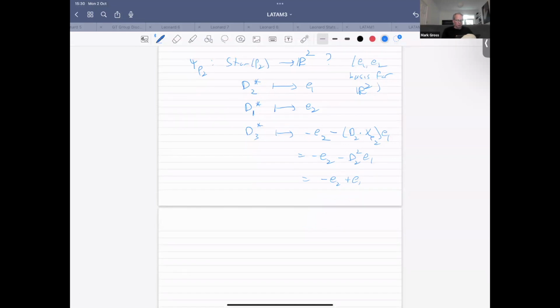So in other words, what I'm starting with is, here's the image of D1 star, of D2 star. Here's the image of D1 star. And then the next one, D3 star, that's sitting down here. Okay, so this is 0, 1, this is 1, 0, and this is 1, minus 1. That's just this expression over here. Okay, so that's the chart.